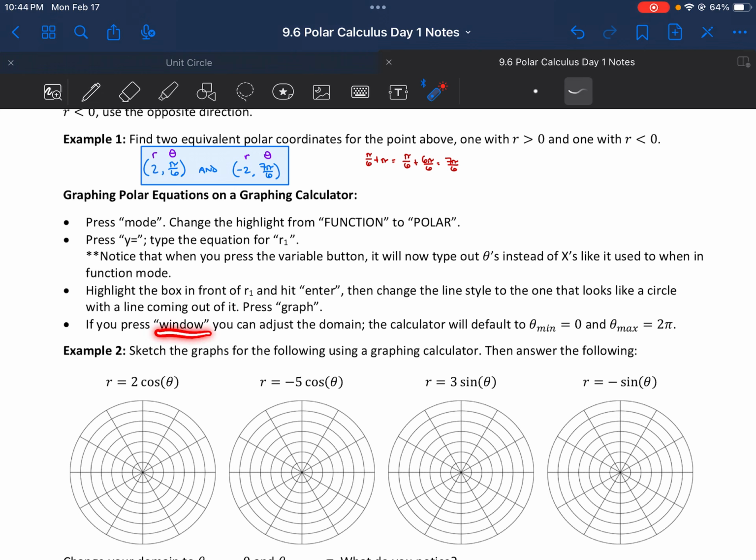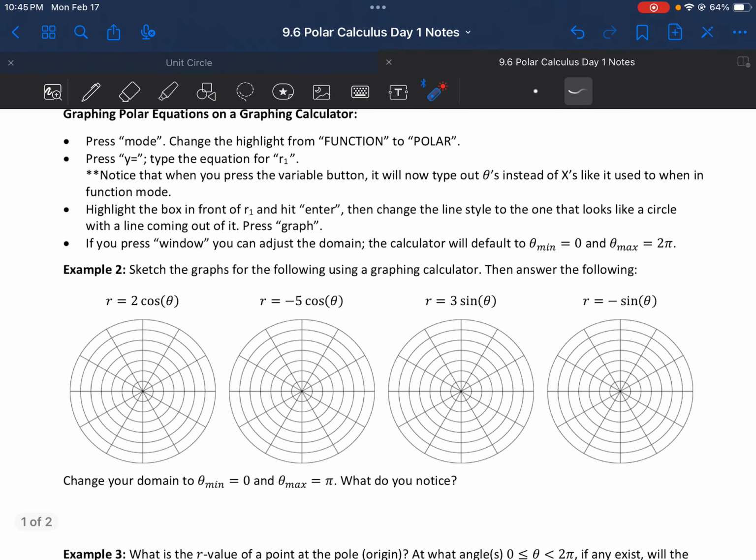Okay? Press the window button. This allows us to change the domain. The calculator is going to default to 0 to 2 pi. You're going to notice here in just a minute that we don't always want it to be 0 to 2 pi. Sometimes we want to change the theta minimum and the theta maximum depending on the scenario.